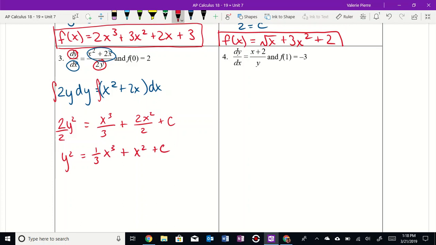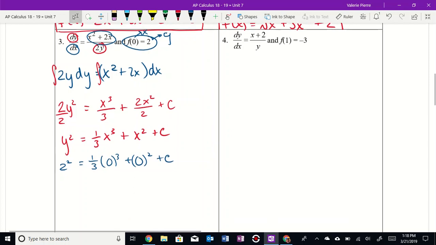So from here, if we didn't have an initial condition, we could just square root the whole thing and get a general solution. However, we don't need to find a general solution for this. We could just plug in our initial condition of x being 0 and y being 2. So we have 2 squared equals 1/3 0 cubed plus 0 squared plus c. So 4 equals c.